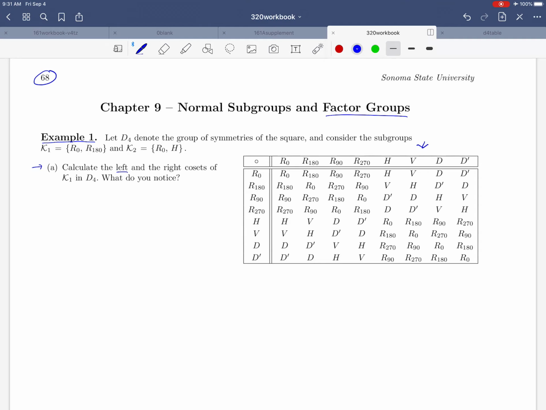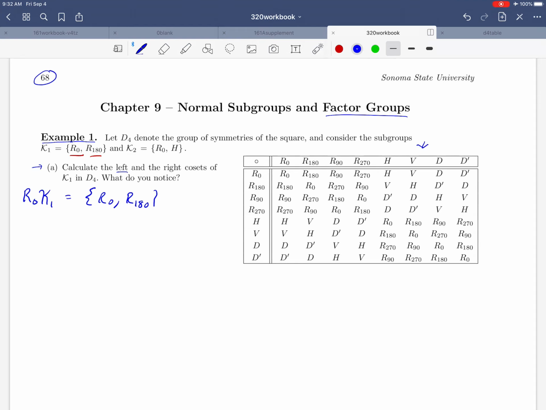Well, we know that D4 has 8 elements, and K1 has 2 elements, so the number of cosets should be 8 over 2, which is 4. That's the number of cosets that we would expect here. All right, and so we'll start with the nicest element of all in D4. How about the identity, R0? Think about what we would get if we multiplied that by K1. If we take the identity element and multiply it by both of the elements in K1, we're just going to get the set K1 over again. So our first coset is the 2-element set that contains R0 and R180.